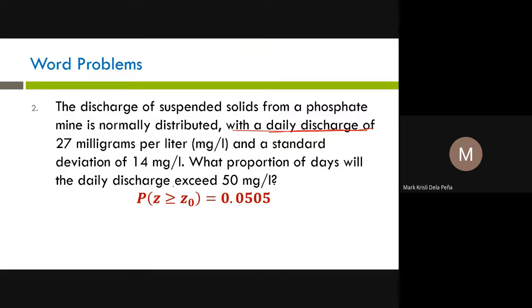Now, since it says that it should exceed, what is the probability or what proportion of days will the daily discharge exceed, which means that will be greater than 50 milligrams per liter. So we'll use this notation to denote more than 50 milligrams. So that would be, what is the probability. So you have to convert this into its equivalent z value. Plug in your calculated z value later on, and the result is 0.0505, or that's 5.05% of all the days.